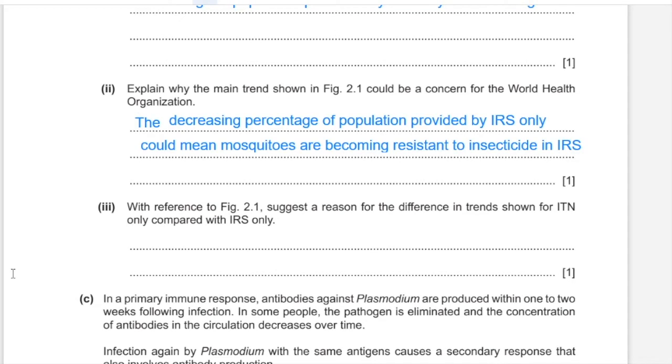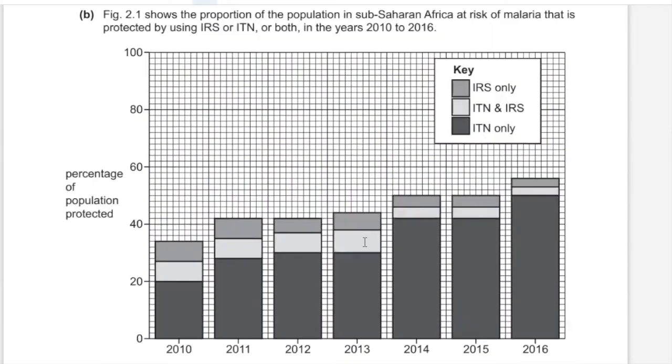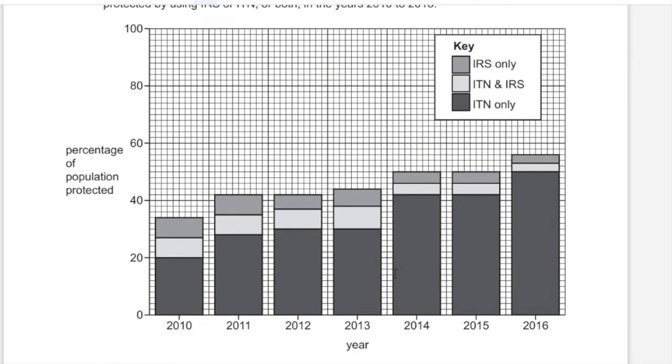2. With reference to figure 2.1 suggest a reason for the difference in trends shown for ITN only compared with IRS only. So you can see in the trends that protection by ITN only is increasing, whereas protection by IRS is decreasing. Since both are using insecticides, that could mean that the insecticide used in ITN is more effective in killing mosquitoes.